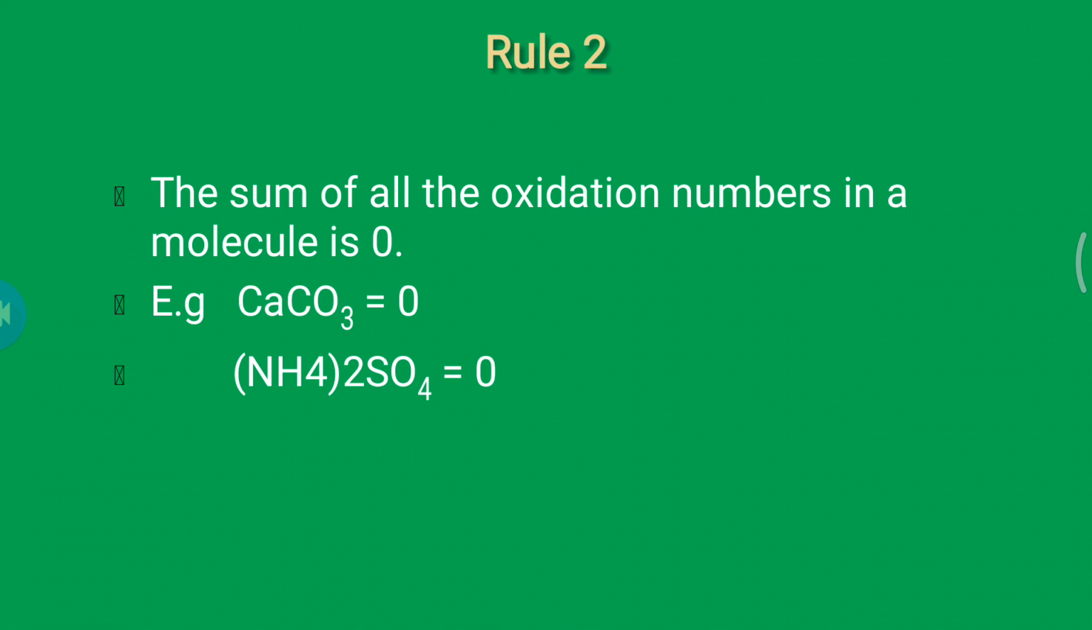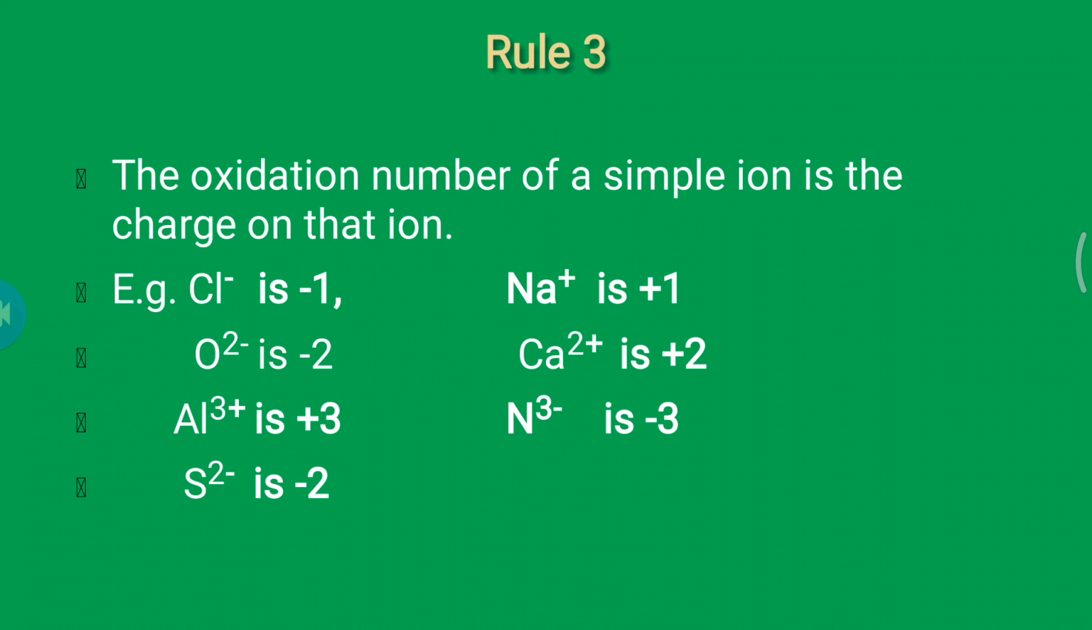Rule number two: the sum of all the oxidation numbers in a molecule is zero. For example, calcium carbonate CaCO3 is equal to 0. Similarly, (NH4)2SO4 is equal to 0. The sum of all the oxidation numbers in a molecule is 0.